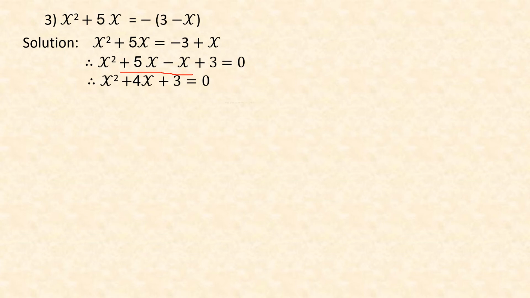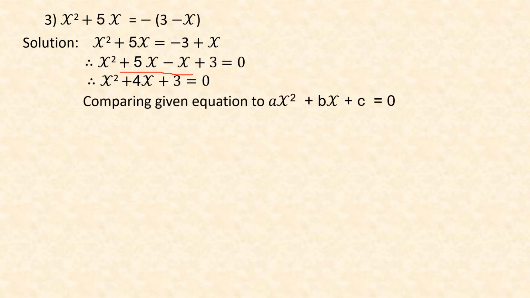Compare with ax square plus bx plus c is equal to 0. Therefore a is equal to 1, b is equal to 4, c is equal to 3.